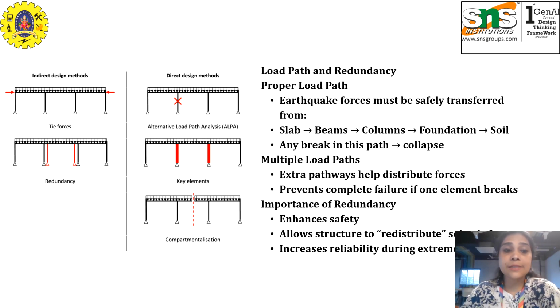Next, having multiple load paths. Redundancy means the building has backup pathways for force transfer. So even if one element fails, the load will be redistributed and relocated, releasing the energy from slab to foundation. This prevents progressive collapse, and redundancy increases overall reliability during severe shaking.